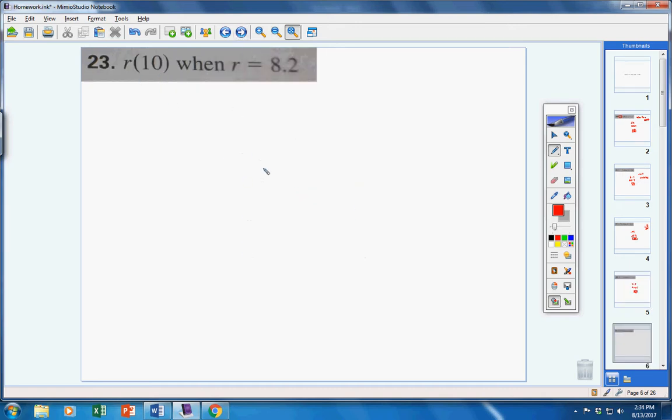r, 10. So I have r parentheses 10. Now, the r and the 10 are side by side, so we're multiplying, okay? So where the r is, I'm going to put a parentheses, and then I'm going to bring down my 10. r equals 8.2, so 8.2. Now whenever 2 parentheses are side by side, it does mean to multiply, so 8.2 times 10 is 82.